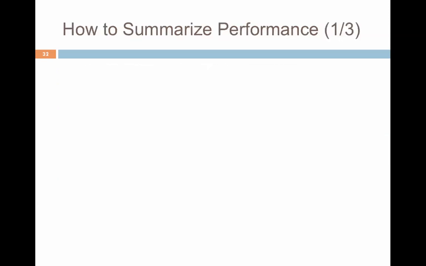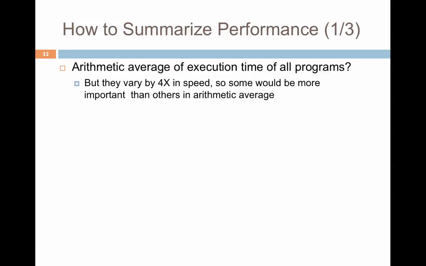One way we could do this is we can summarize performance by looking at arithmetic mean. Arithmetic mean is a very common way of looking at it. But they can vary 4x in speed. That is, some benchmarks could be pretty lengthy, right? And some benchmarks could be pretty small. That would create a discrepancy in your average mean, right?